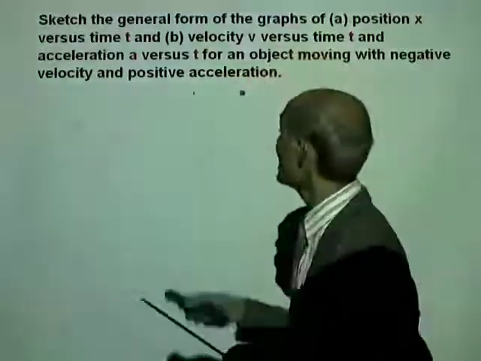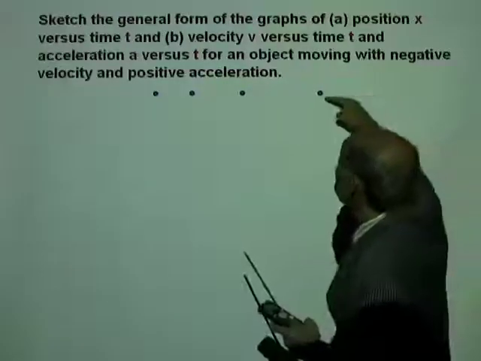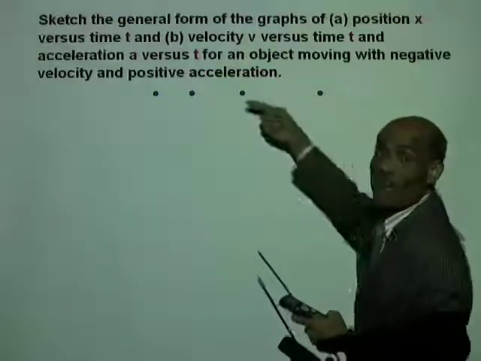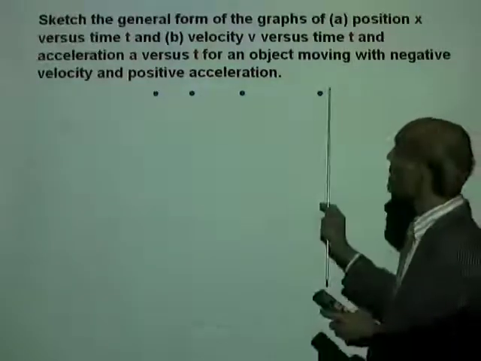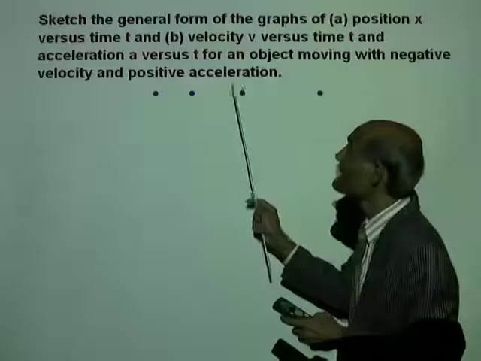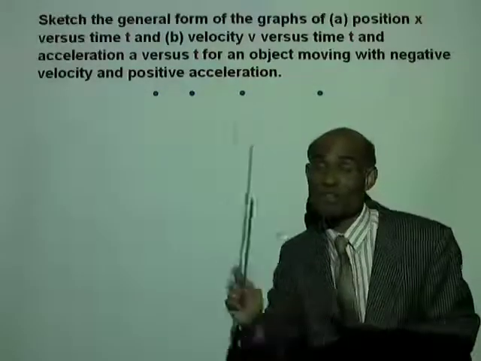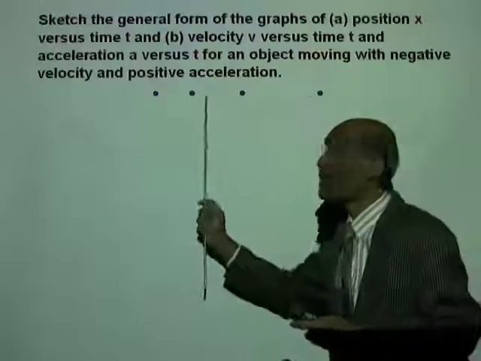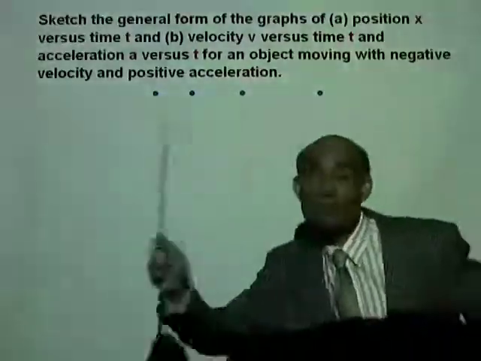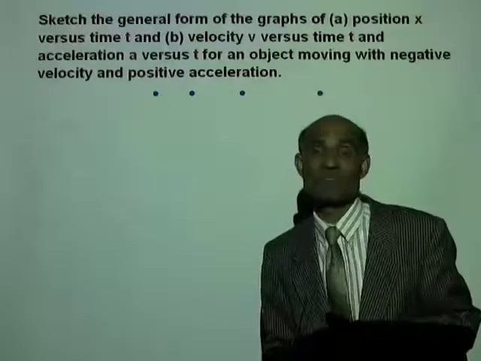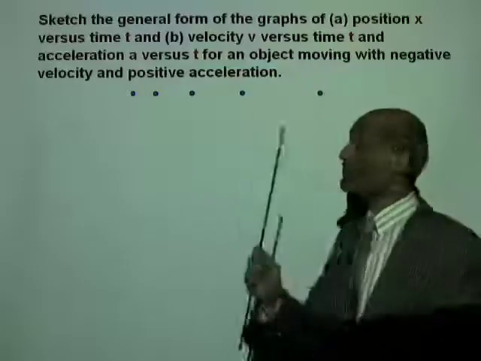Alright, let's look at the position. It is moving in the negative x direction, and there is an acceleration directed in the positive x direction. That means the displacement is getting smaller and smaller, but there's a difference. The displacement is getting smaller and smaller in the negative x direction, not the positive x direction. Is that right? Yes. Therefore, what will the graph look like?